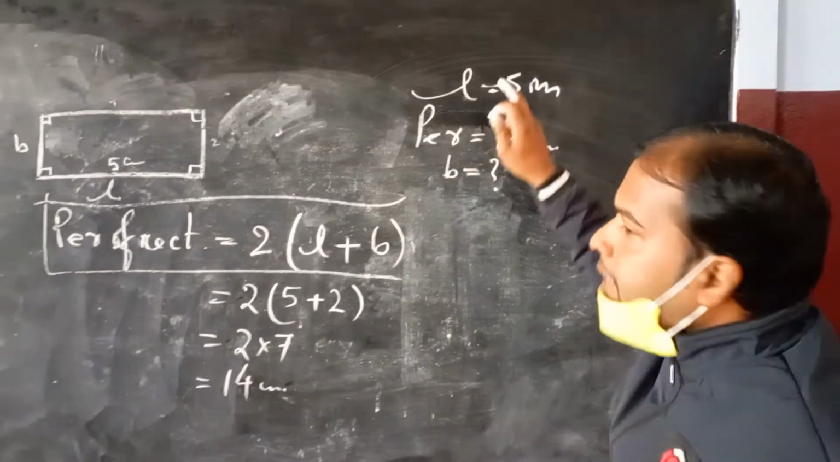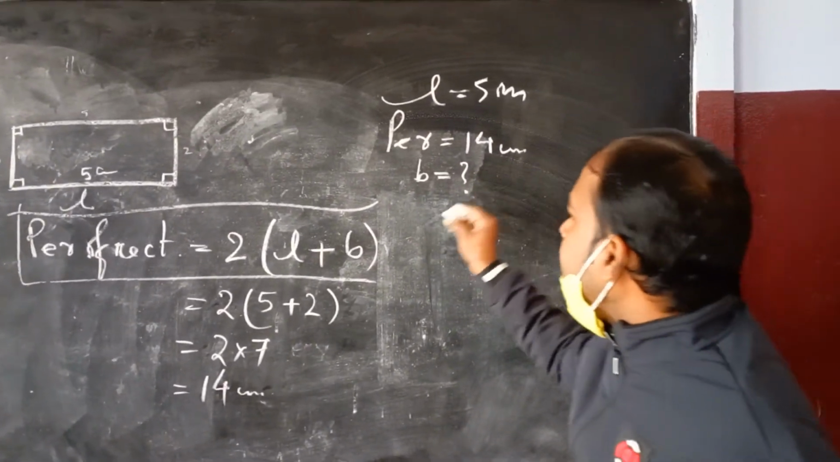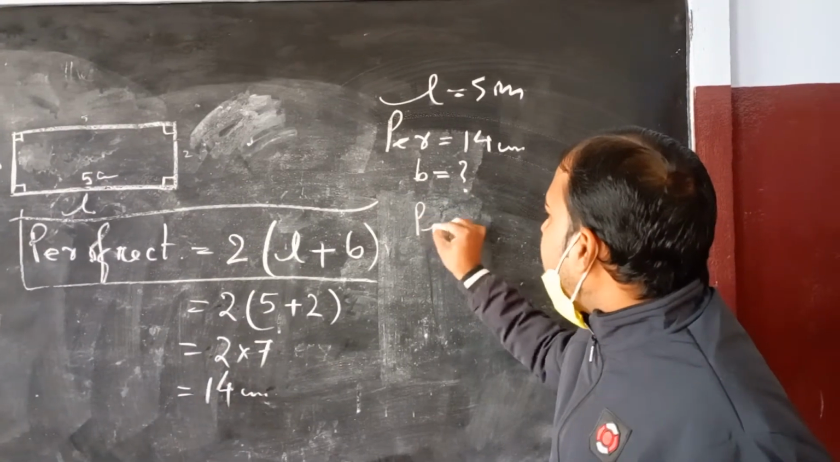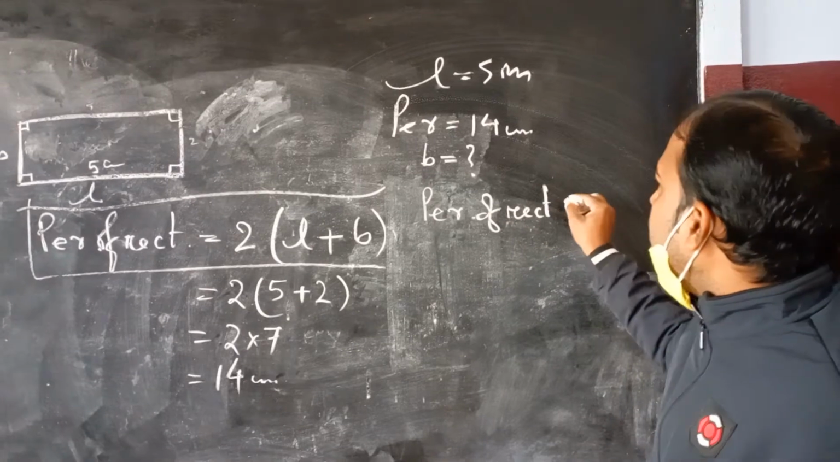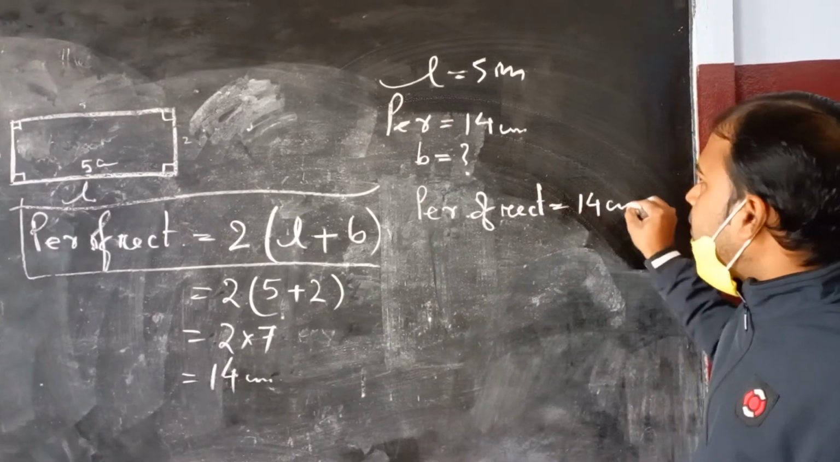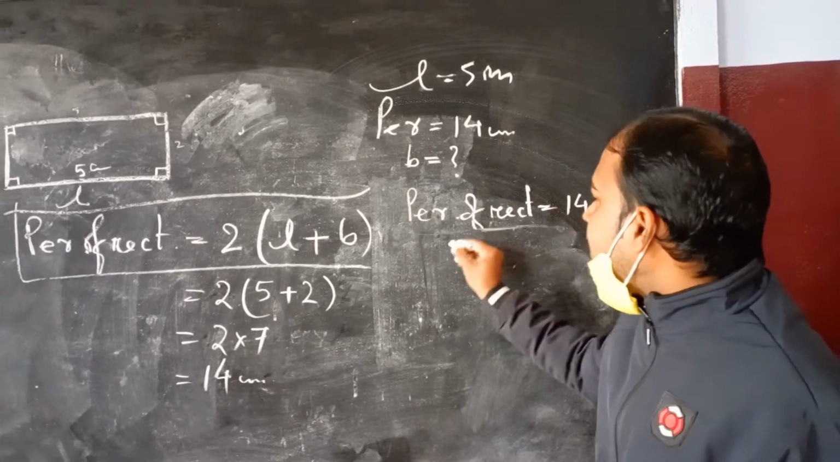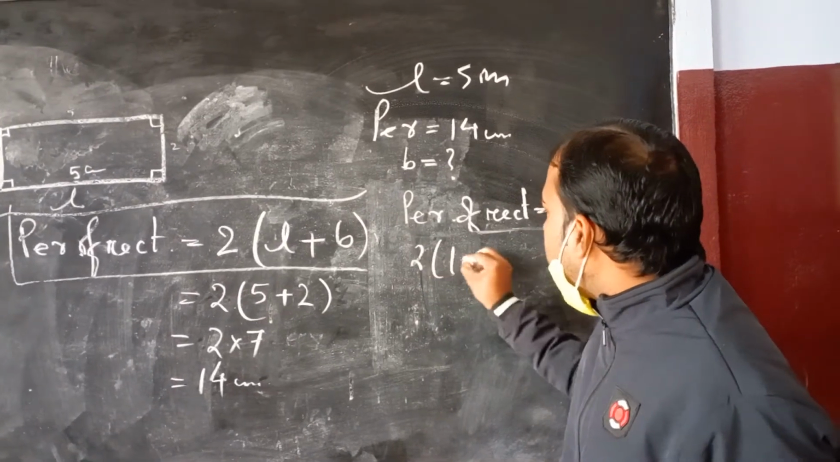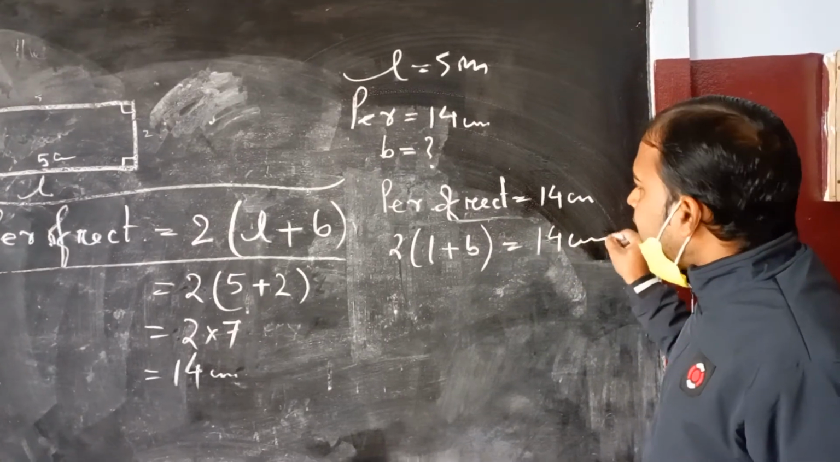Here length is given, perimeter is given, and breadth we have to find. How will you find it? First we have to write perimeter of rectangle is equal to 14 centimeter. This is given. Then in place of perimeter of rectangle, just write the formula: 2 whole into L plus B is equal to 14 centimeter.